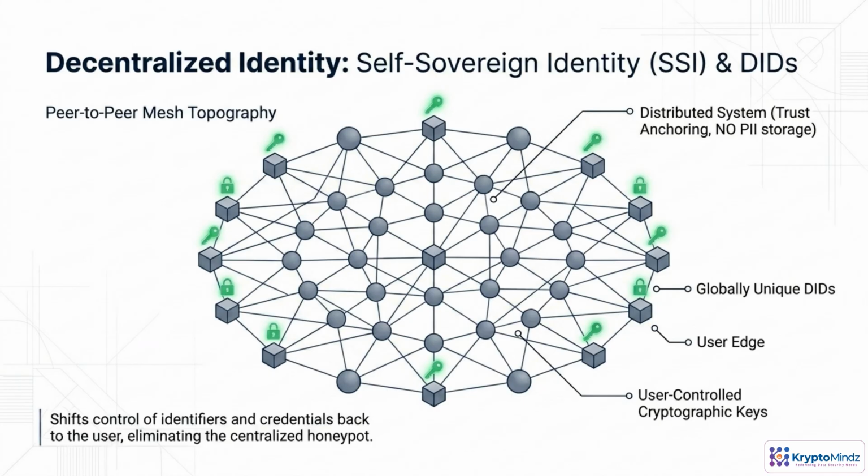Decentralized identity flips this pattern. Instead of one big provider holding everyone's identifiers and credentials, a distributed network anchors trust, but not PII. Each user has a globally unique DID and cryptographic keys they fully control. Those keys prove control of the DID and sign verifiable credentials, while the raw personal data lives at the edge with the user or their chosen wallet. For architects, this removes the central honeypot, reduces the blast radius of breaches, and enables cross-platform interoperability without centralizing identity data.